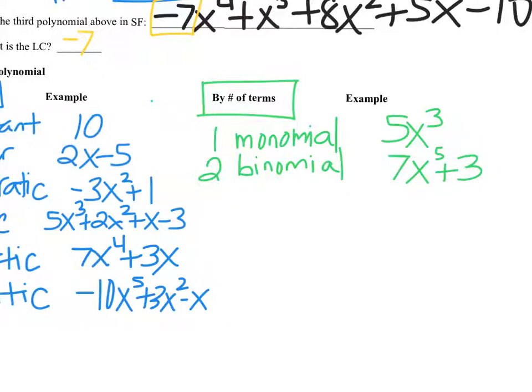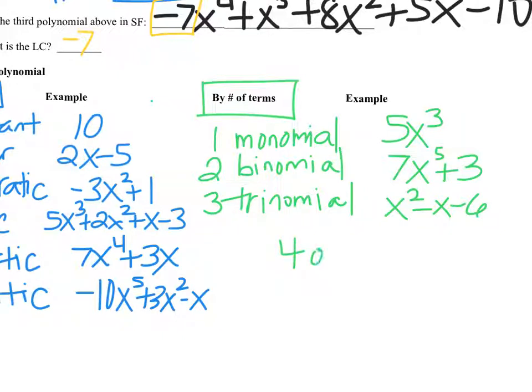If it has 3 terms, what do you think it's called? Yes, trinomial, like tricycle, triangle. I learned yesterday Triceratops has 3 horns. That's kind of cool. So trinomial, we did a lot of trinomials. We did x squared minus x minus 6. And don't you just want to factor that? Yeah, you do. Okay, you don't. Maybe it's just me. And then after that, 4 or more terms, we call it just a polynomial.